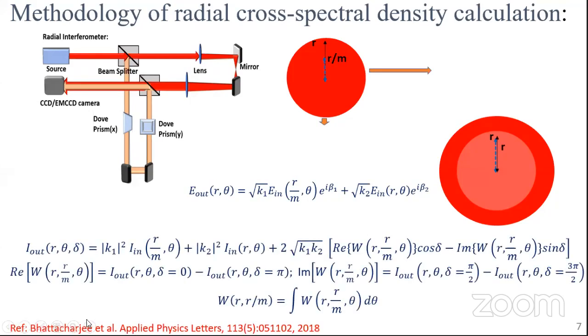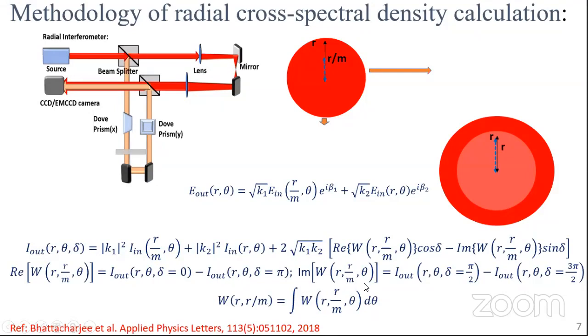Now we get the expression for intensity on the detector plane. This is the intensity coming due to the first arm. This is the intensity due to the second arm. And here come the cross correlation terms that we are interested in. And here is a factor delta. This is the phase difference of the light beam in these two paths. So by tweaking this parameter delta to 0 and pi, we can get information about the real part of W(R, R by M, theta). And similarly, changing it to pi by 2 and 3 pi by 2, we can get information about the imaginary part of it.